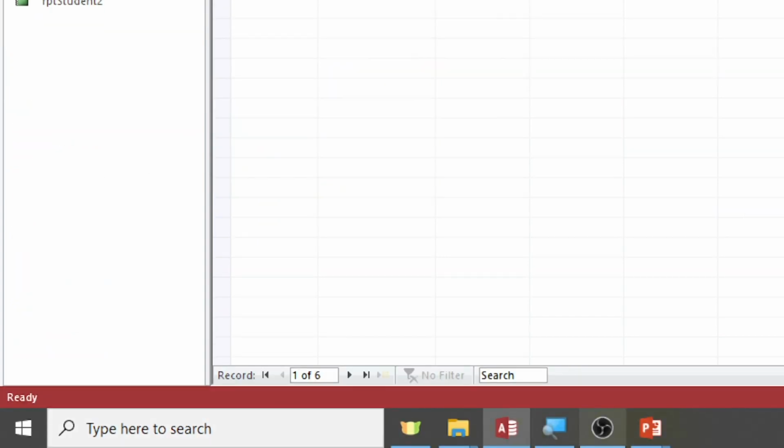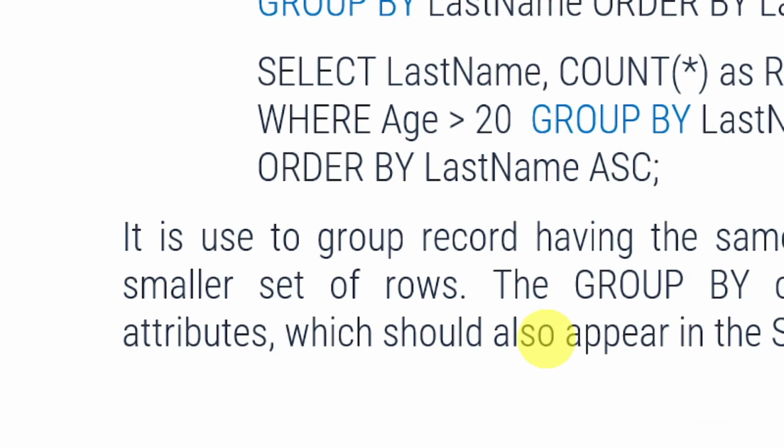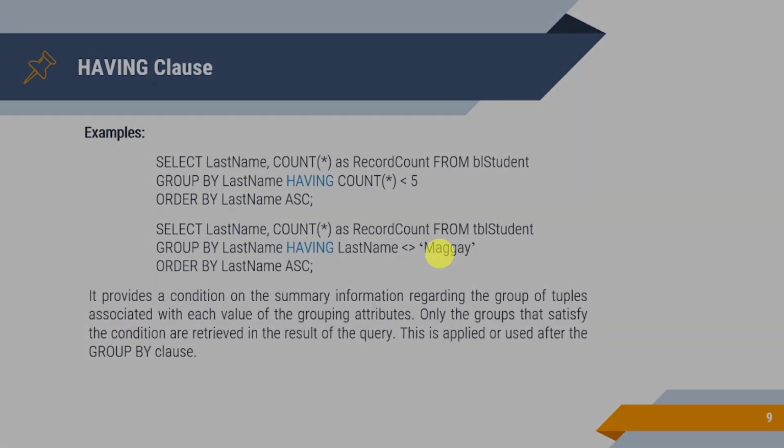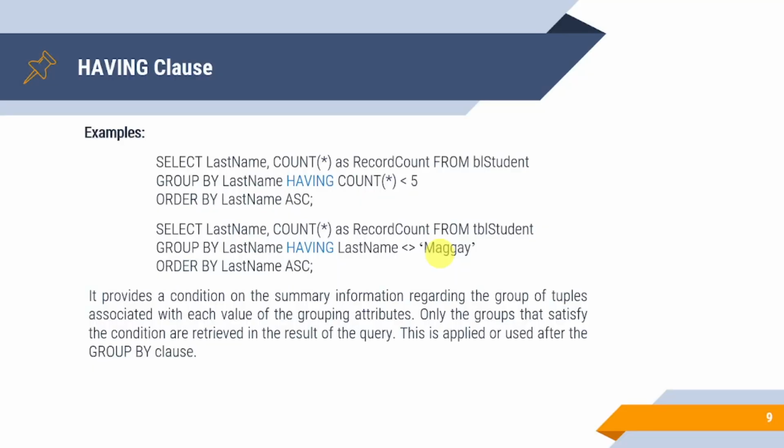Okay, now let's go back to our PowerPoint presentation. Okay, so how about having? Let's proceed to the having clause. Select last name and then count asterisk as record count. As you can see here, we have the same statement until group by last name. But this time we have here having count asterisk is less than 5. So if you remember in our result a while ago, pag binilang niyo yung last name ng all of the students, lahat sila ay less than 5.